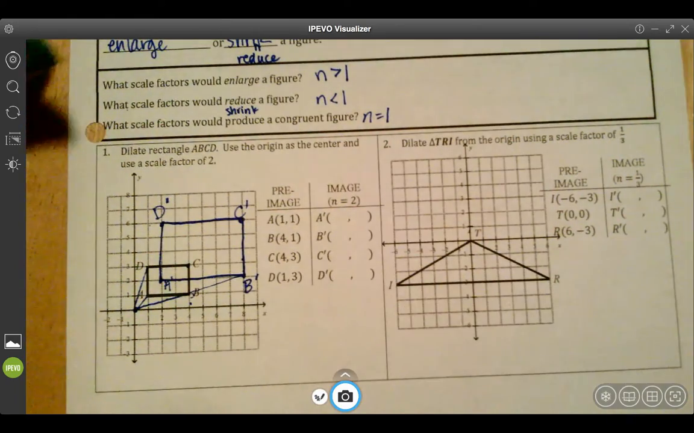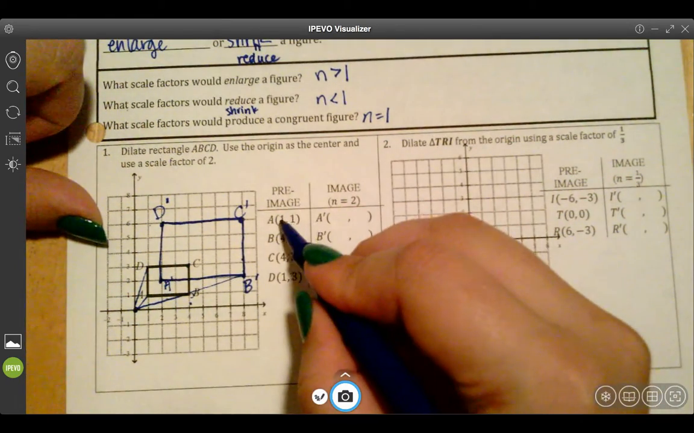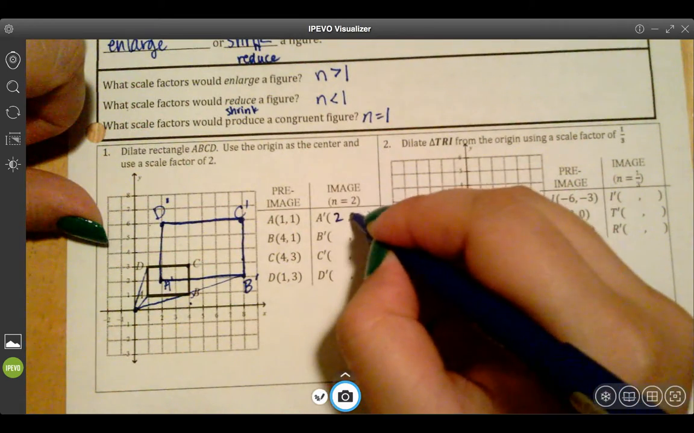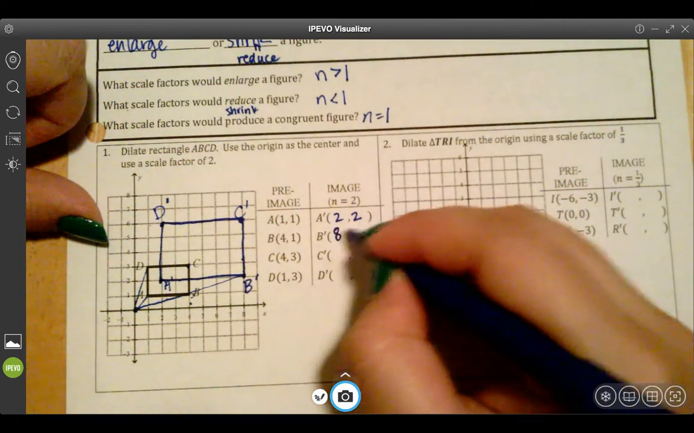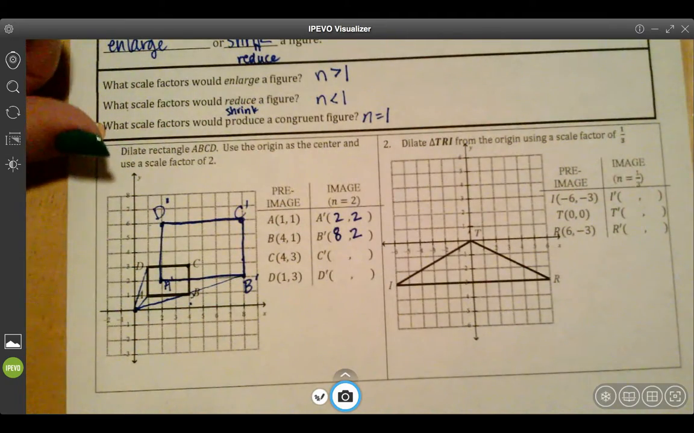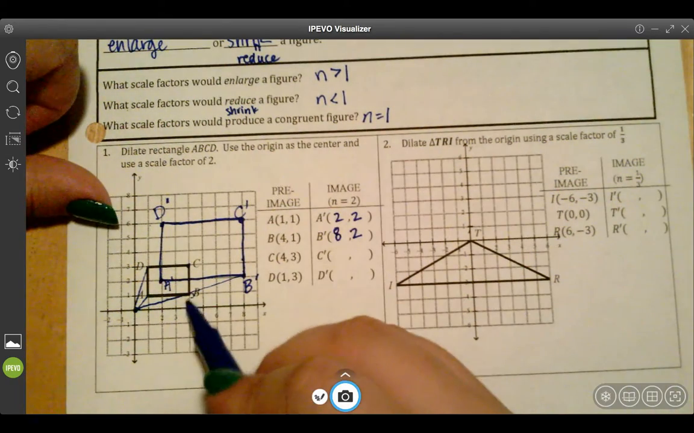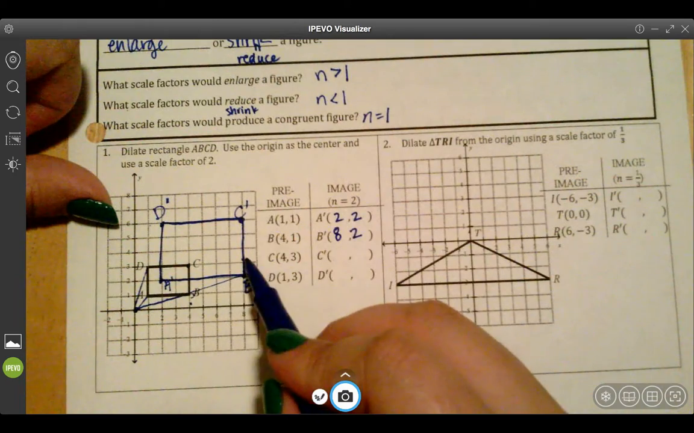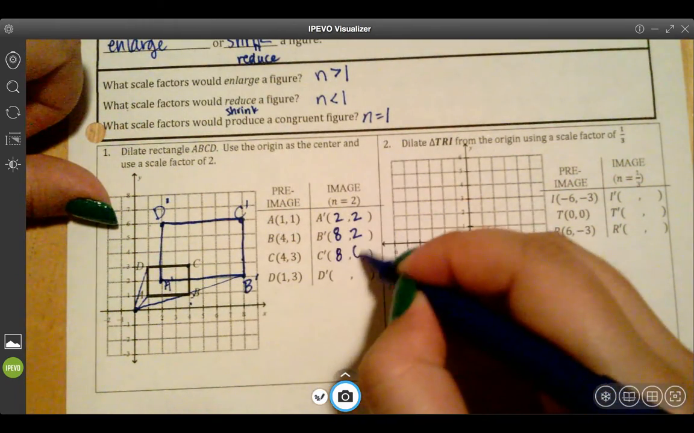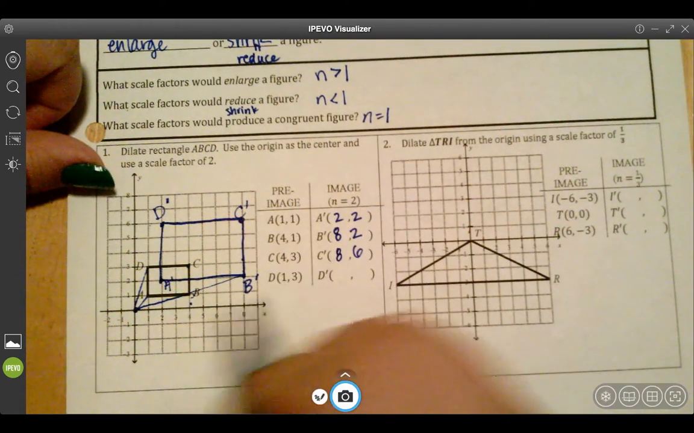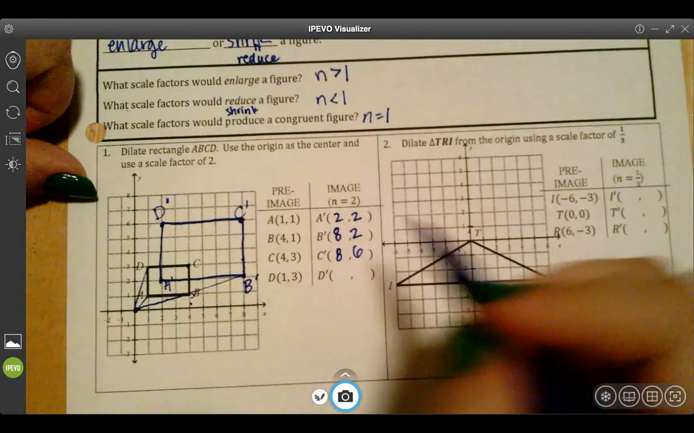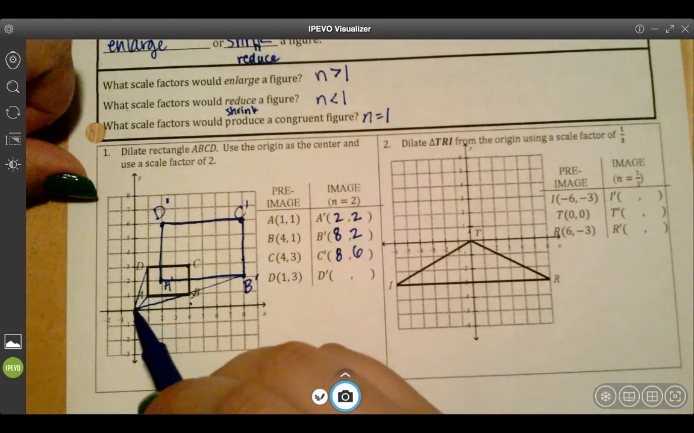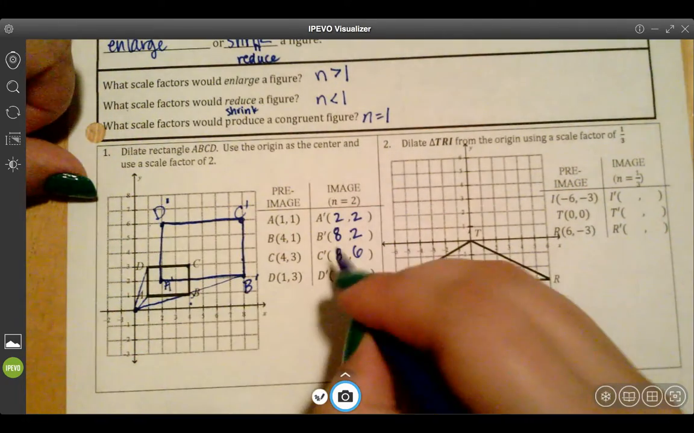Let's write down the ordered pairs. A went from (1, 1) to (2, 2). B went from (4, 1) to (8, 2). C went from (4, 3) to (8, 6). So really, when we're doing this from the origin, I'm multiplying every part of the point by 2. D goes from (1, 3) to (2, 6).